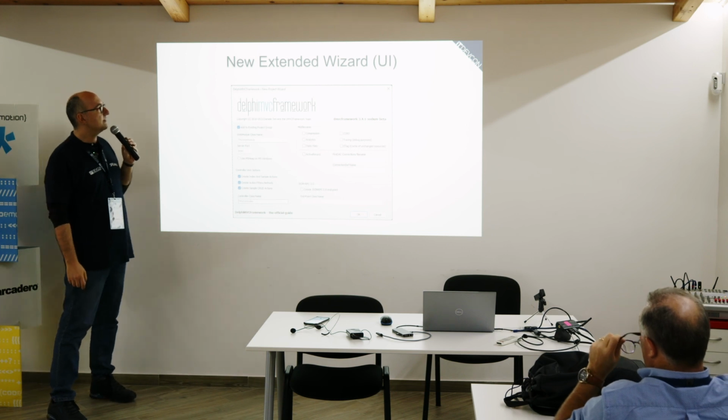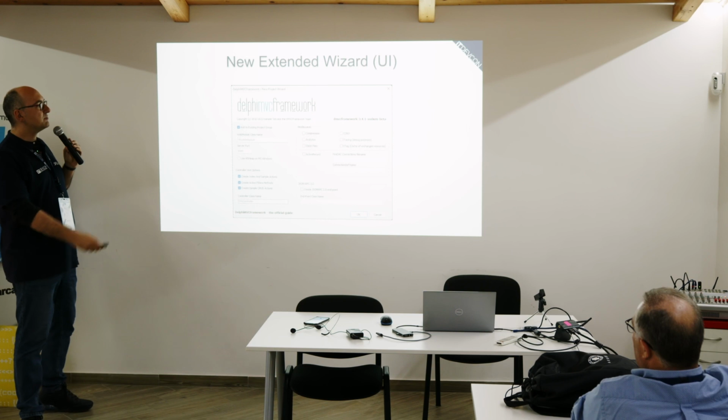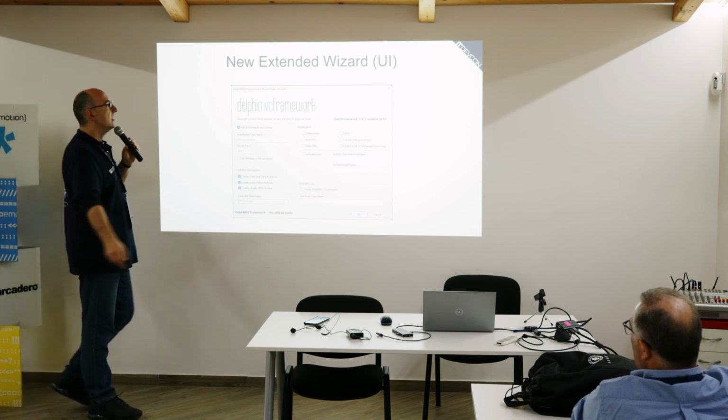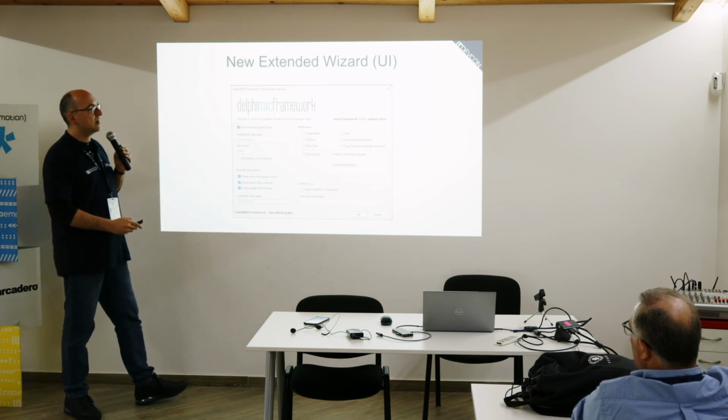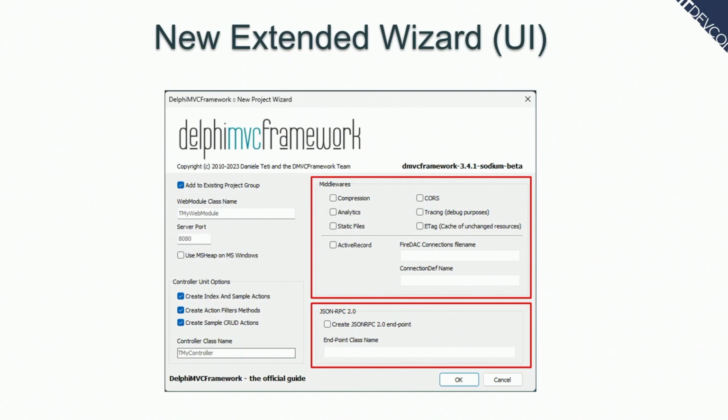So the first thing we want to check is the new extended wizard. It has been improved over the years, and this is the latest one, the Sodium beta version, 3.4.1 Sodium. You can select middlewares, which has been present for some years. There is the automatic generation from JSON RPC API, and also the new option to use MSRIP on Microsoft Windows.